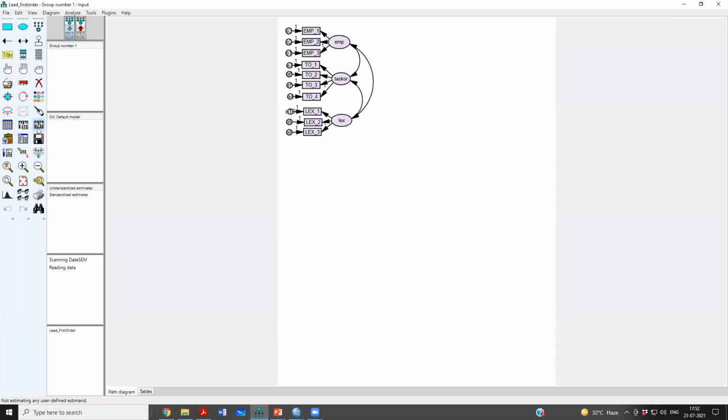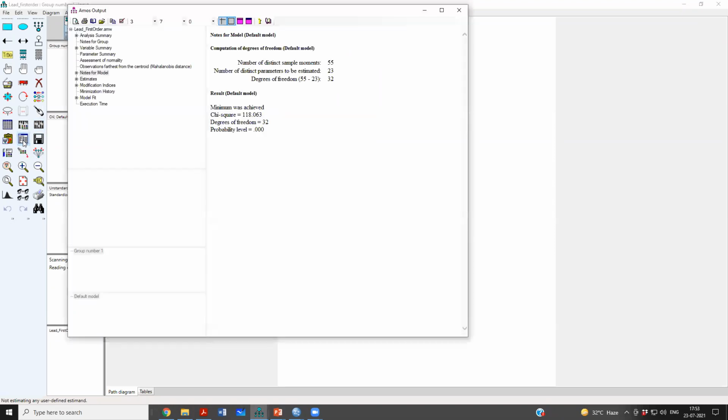Once you click on this, you will start seeing this icon that says view text. Basically, this is to view the output of AMOS. Once you click on this, you will get this window. Now this is the default. By default, it opens up showing us the notes for the model. So the variance covariance matrix had 55 items.